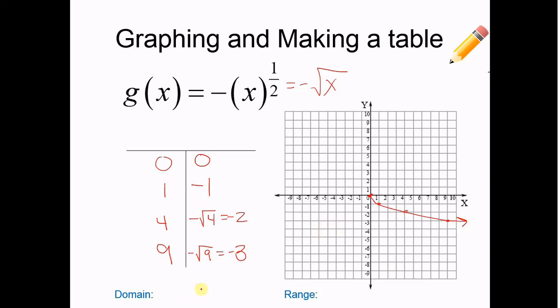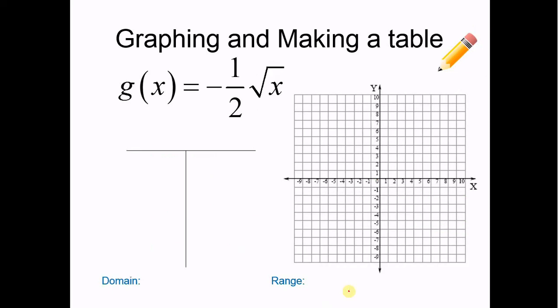So your domain, my domain didn't change, so it's just x is greater than or equal to 0. But my range did. I'm not going above 0 this time. I'm going below 0. So that tells me that I need to be less than or equal to 0.